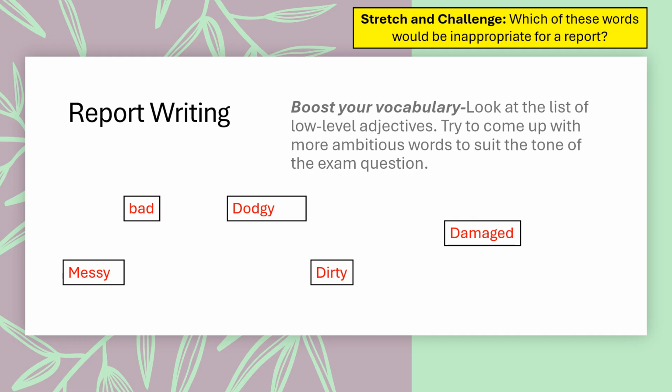So another thing to think about when you look at those selection of words, which one of these straight away seems like it might be inappropriate? Now when we actually looked at the TAP of the exam question, we're able to understand that this is supposed to be a formal piece of writing, so which of these words doesn't really belong in formal writing?